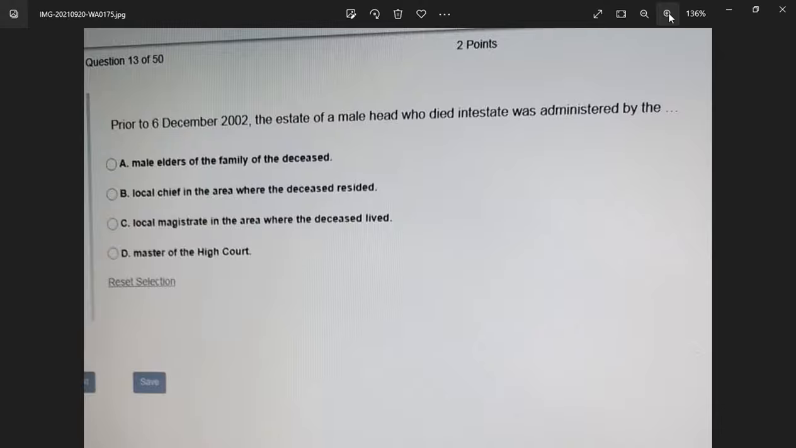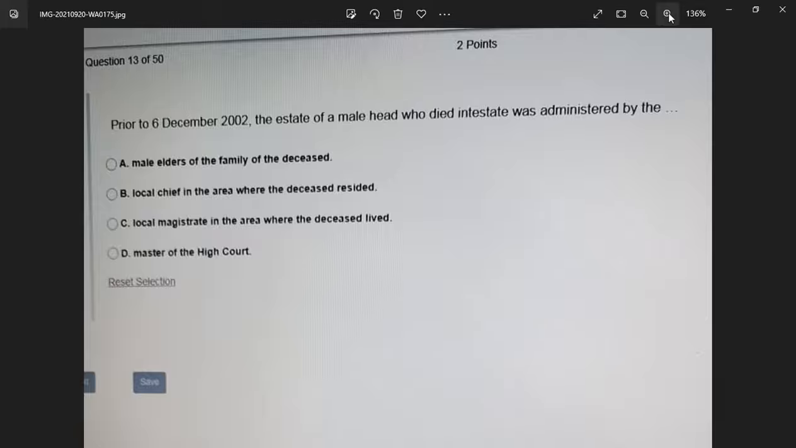So when you die while you have a valid will, it's called testate estate. You have died while you had written a will. So intestate means you died without having a will. Okay.